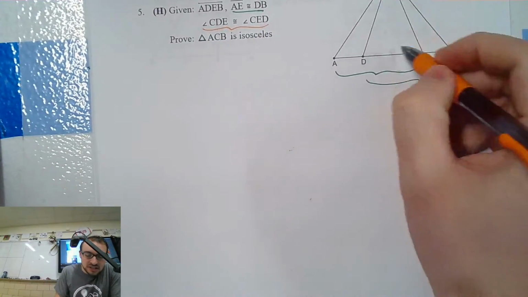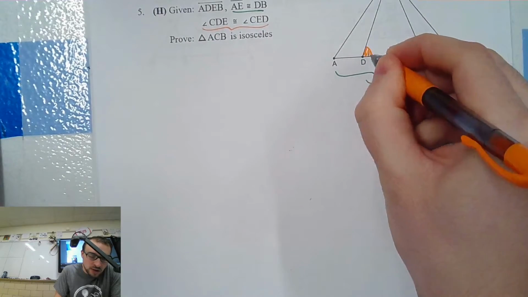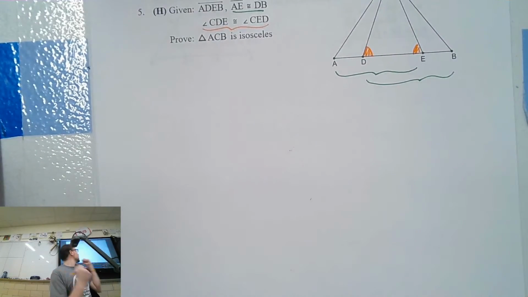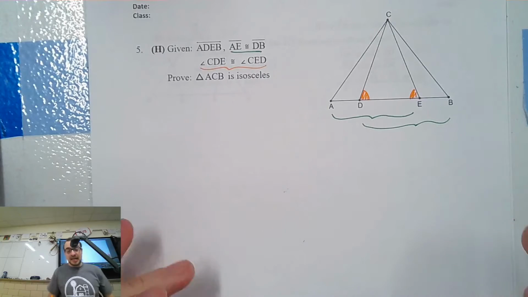Also, we know CDE and CED are congruent. Guys, what do you think that means? It's going to be isosceles.